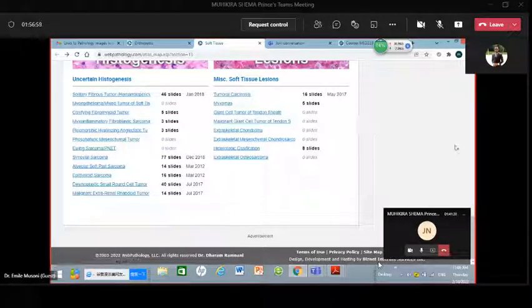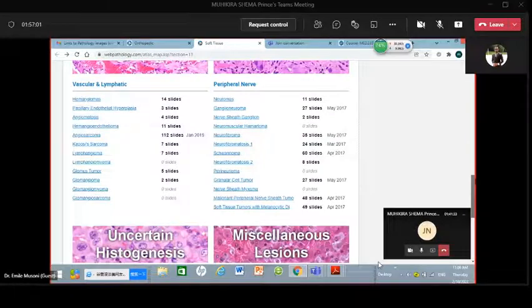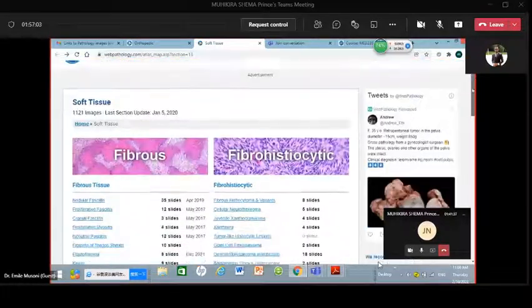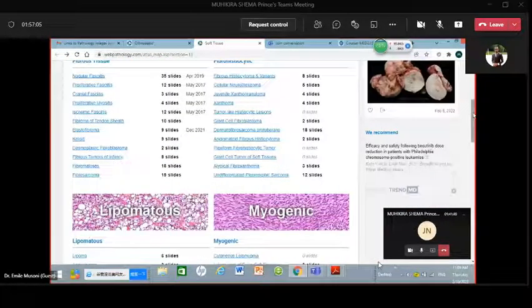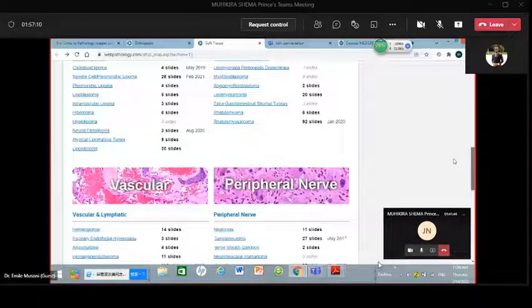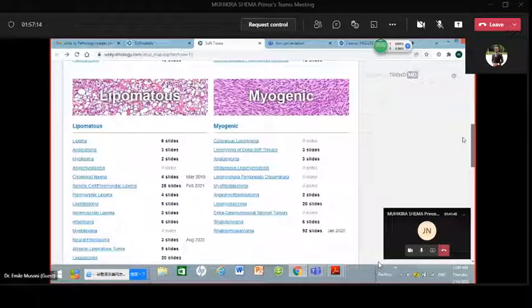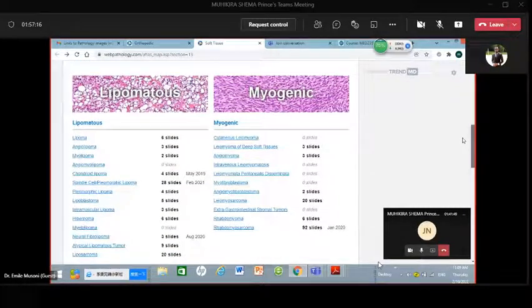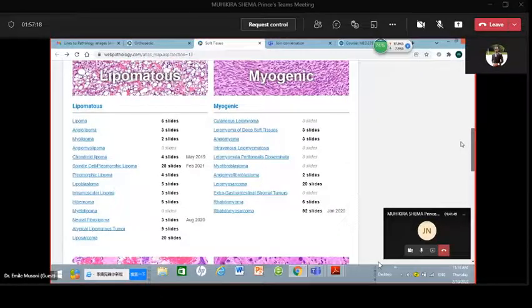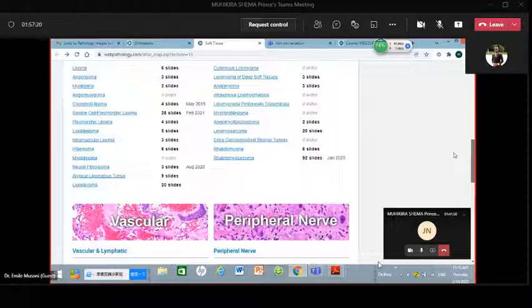So as you see, there is a long list of diseases in fibrous tissue, in soft tissue. So it is a subspecialty. That's neurofibromatosis 2.